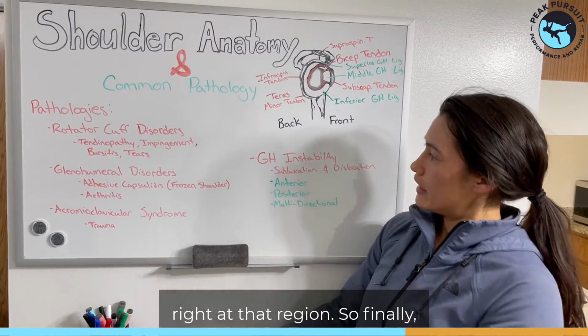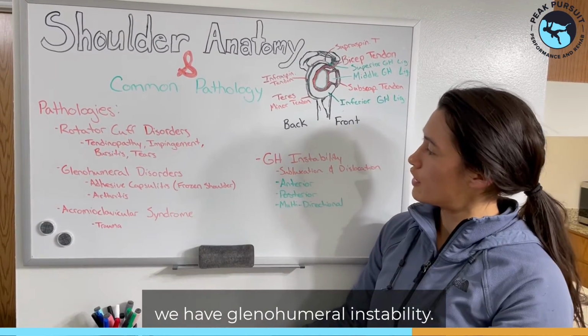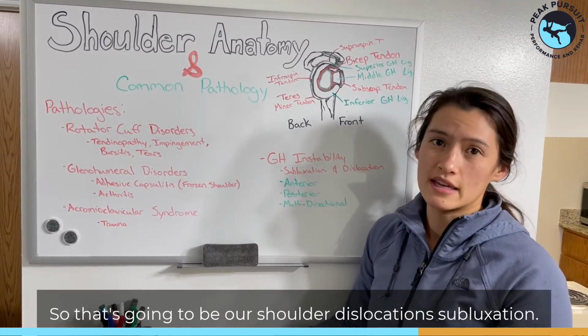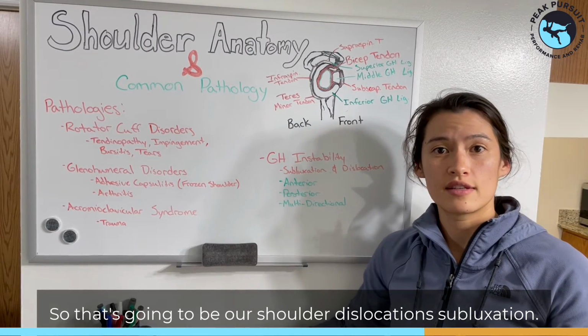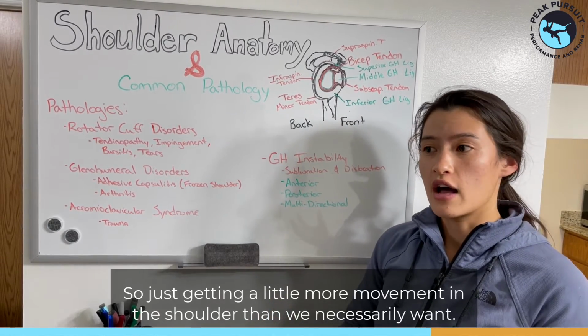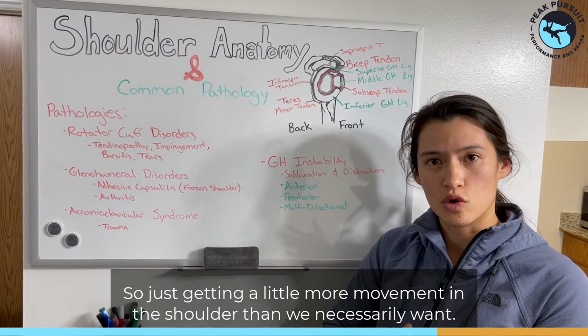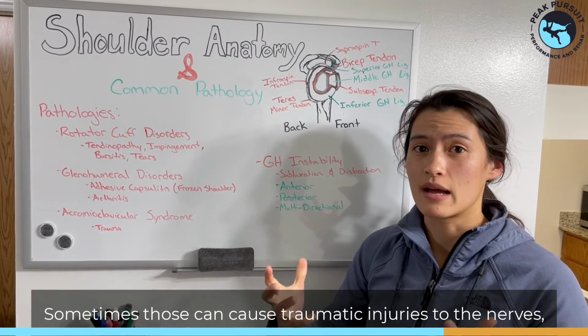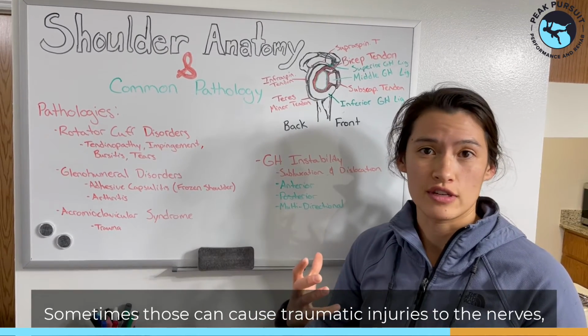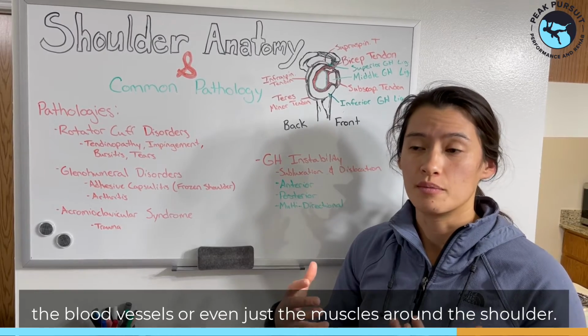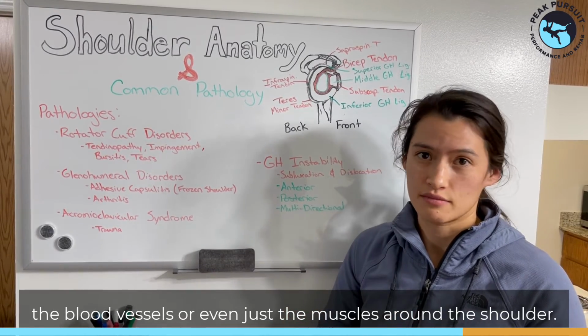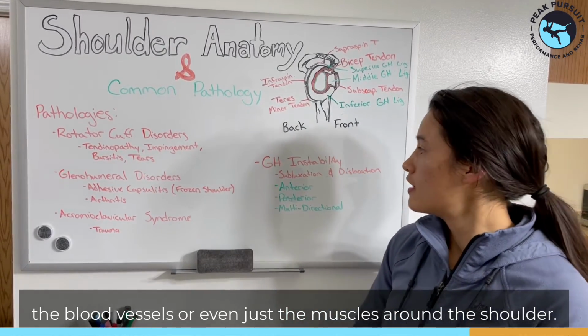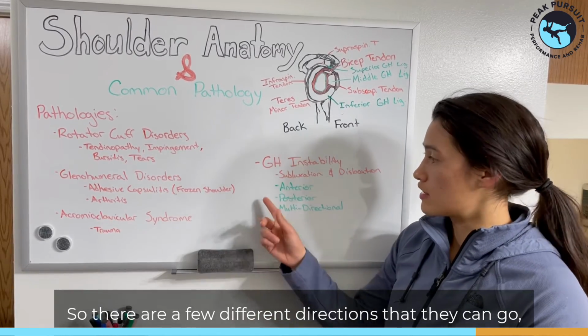So finally, we have glenohumeral instability. So that's going to be our shoulder dislocations, subluxations. So us just getting a little more movement in the shoulder than we necessarily want. Sometimes those can cause traumatic injuries to the nerves, the blood vessels, or even just the muscles around the shoulder. So there are a few different directions that they can go.